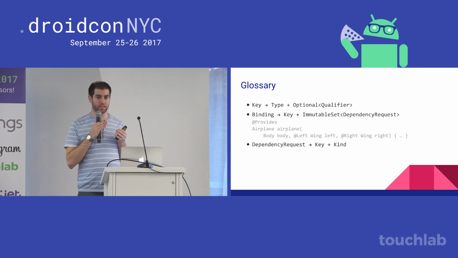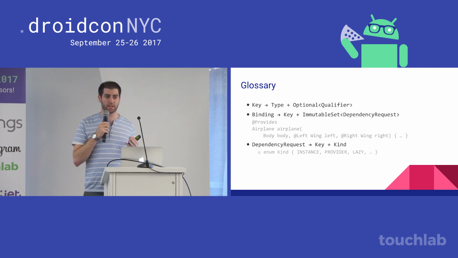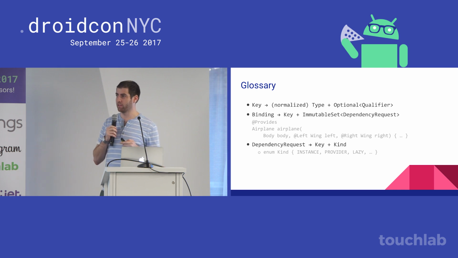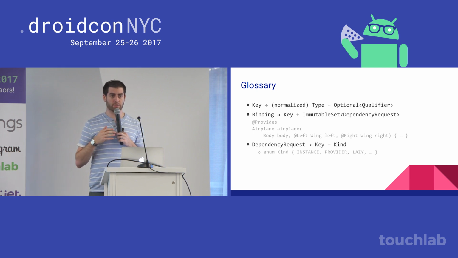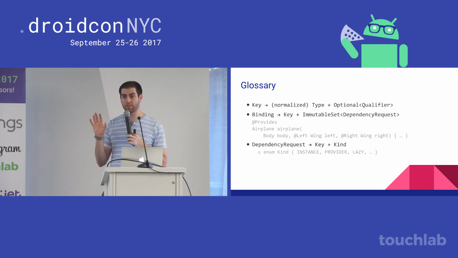So each has a key, but they also have a kind. And what are those? It's either an instance kind, provider kind, or lazy, and if you use producers, there are a few others. What exactly does that mean? Oh, sorry, I jumped ahead. If you ever request one of our wrapper types, like a provider of the body or a lazy of the body that only gets executed separately, those have the same key but a slightly different dependency request.